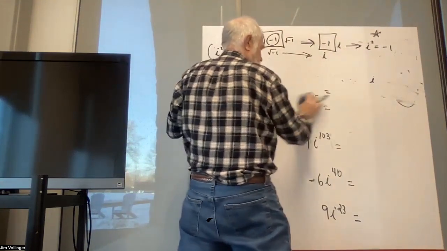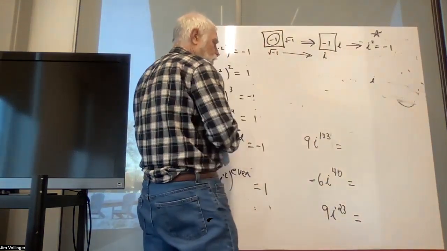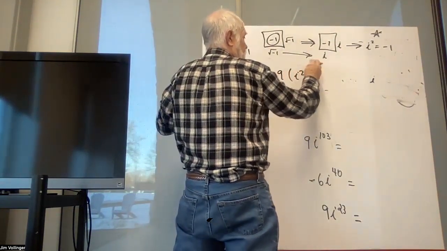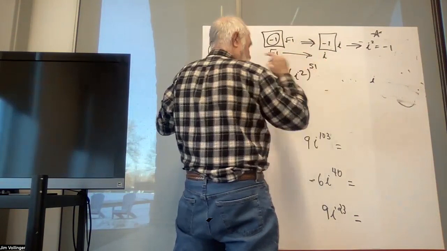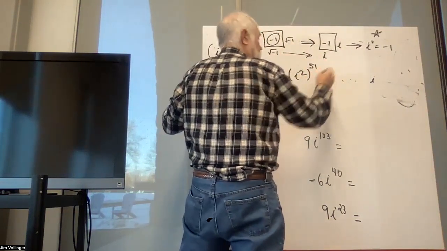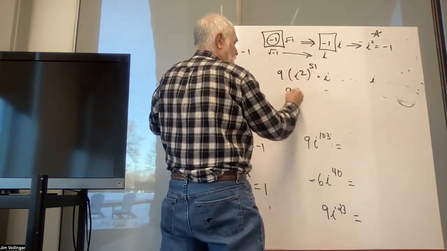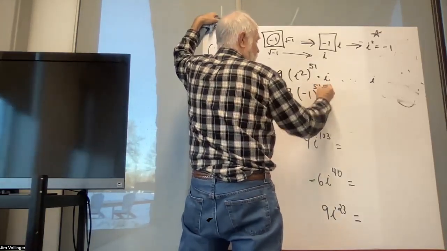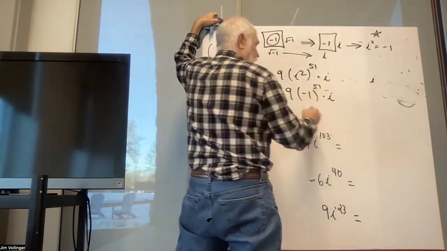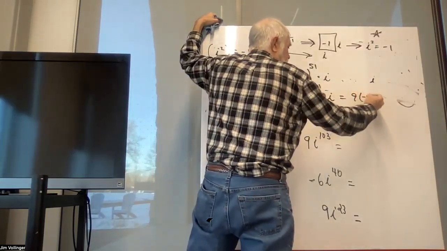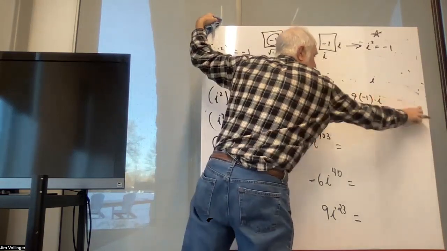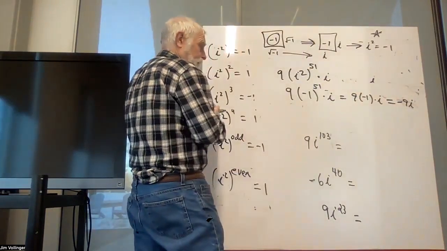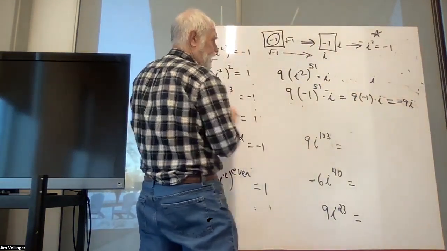All right. Now we'll do 9i to the 103rd, which is 9 times i squared to, let's see, 51 gets me to 102. I need one more. Looks like it's another -1 to an odd, -1 to the 51st. If I did it 51 times, that would get me 9 times -1 times i, which is equal to -9i. All right, so I think I just did that one.